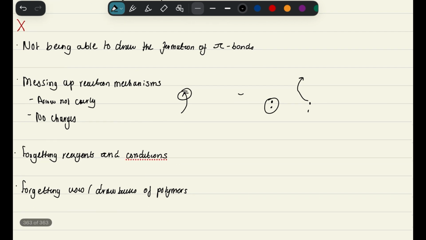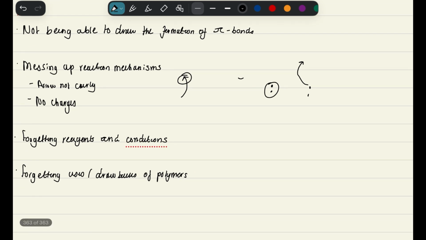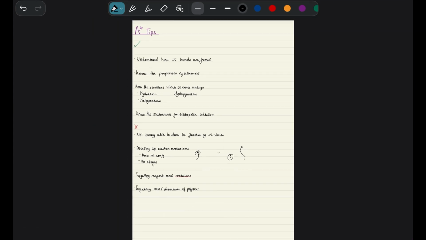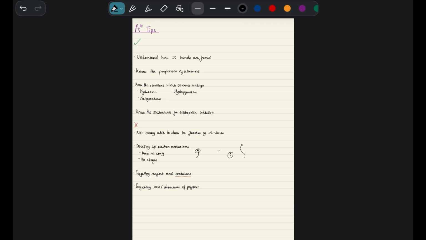So please, please, please. And then also, for getting reagents and conditions, I'm going to hammer this on throughout the whole of this module. Reagents and conditions can get you such simple marks, but I do appreciate there's a lot to learn. And then also, just uses and drawbacks of polymers. I think it's something that doesn't take too much time to memorize, but if you do memorize it, you can pick up some nice marks here and there.